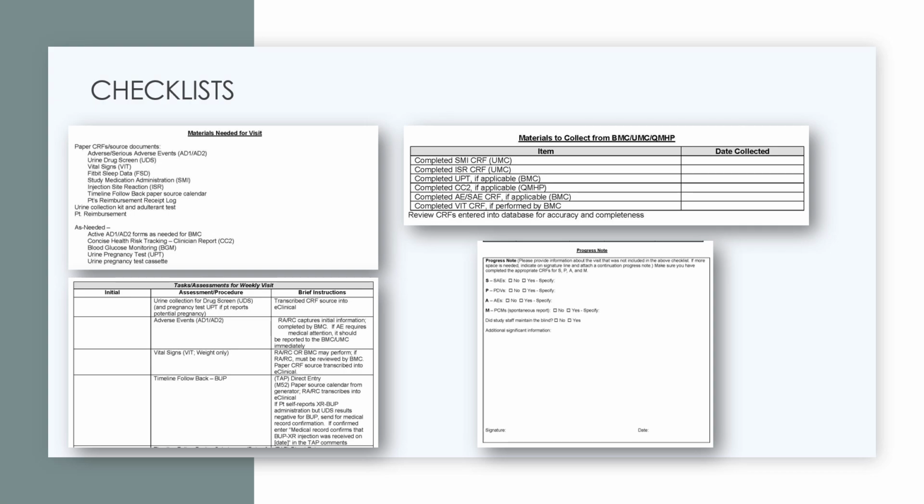There are three columns in this section: the initial column, the task column, and the brief instructions column. As tasks are performed, the person completing that task, or the person responsible for verifying that the task was completed by someone else, will initial it in the initial column. This initialing is the official documentation of completion and prevents you from having to write everything that was done in the visit in the progress note section.